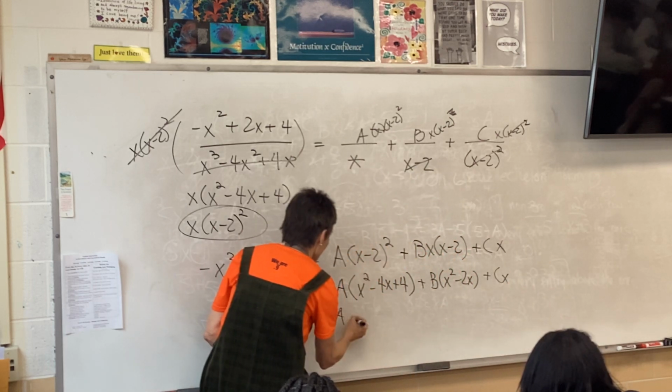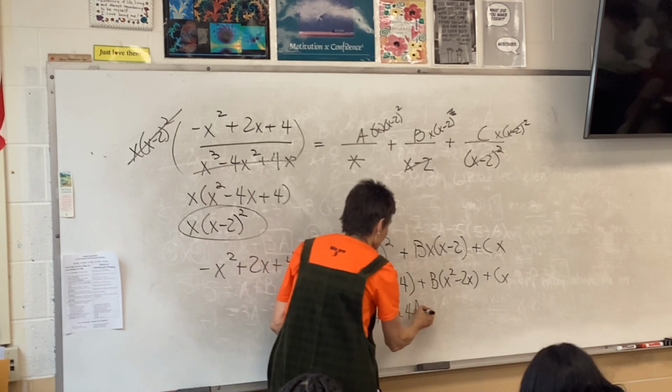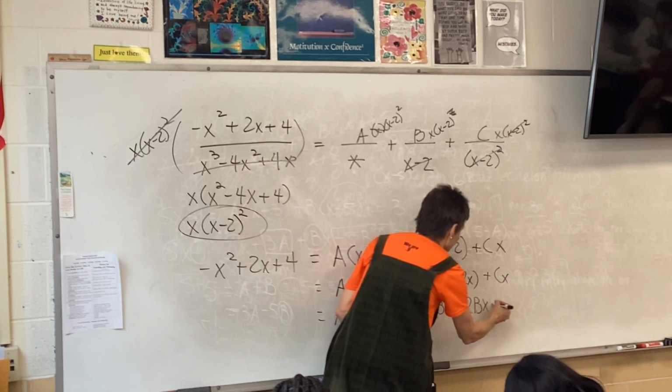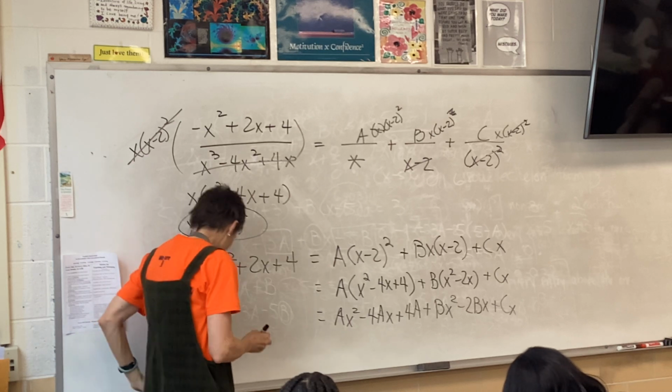So I have ax squared minus 4ax plus 4a. Please don't let all these letters confuse you. I know there are a zillion letters in here. There are a lot. Don't let it confuse you.